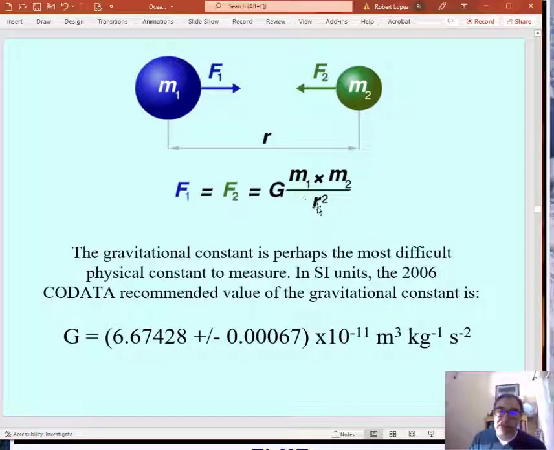So the farther objects are, the bigger this denominator gets, the smaller the gravitational force, right? So that's why the sun has about half the gravitational force on Earth that the moon has, because the sun is so much farther away from Earth than the moon. The moon is only about 385,000 kilometers away. The sun is 150 million kilometers away, so it's much farther away.